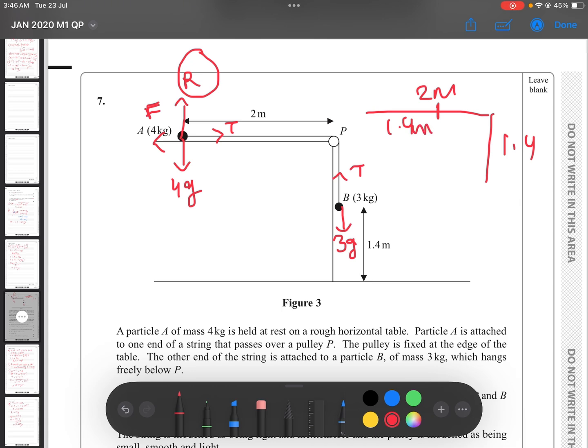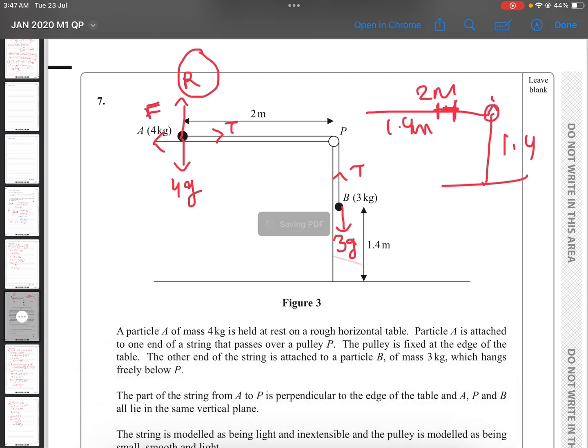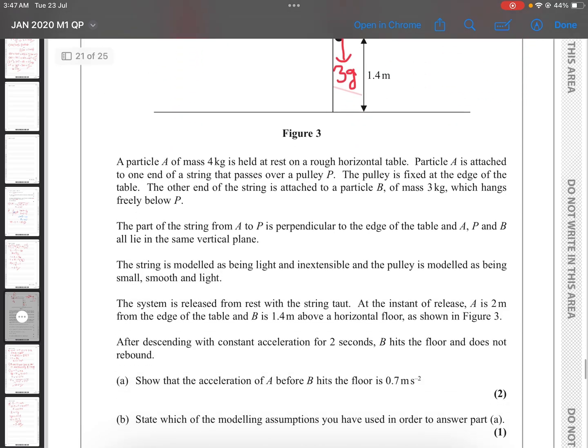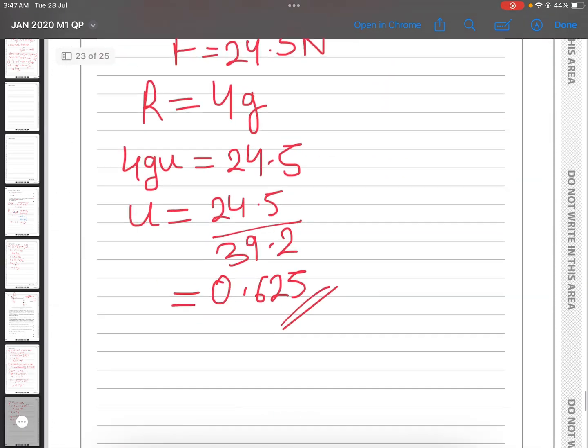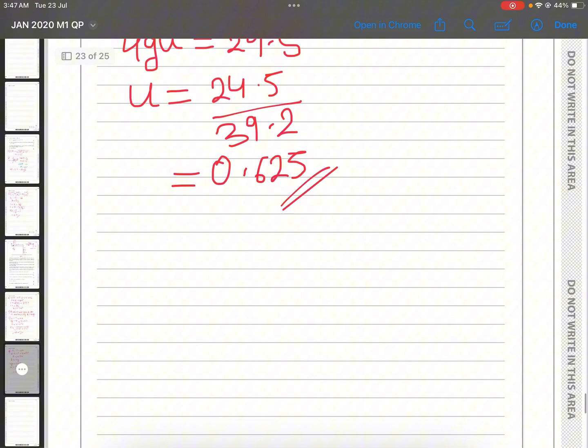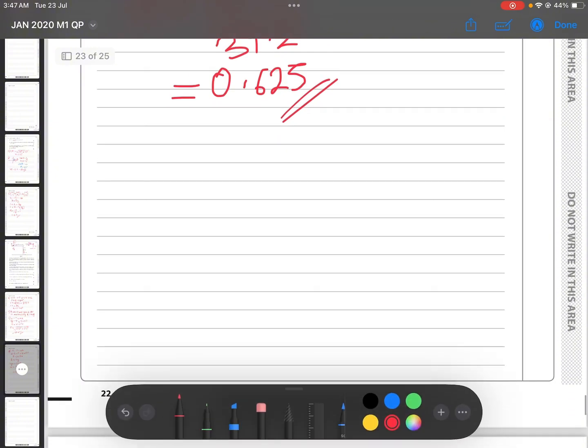As B falls down and reaches the ground, A is going to travel an extra jerk distance after ball B has reached the ground. This small distance is what we need to calculate. So now let's continue. Part E.